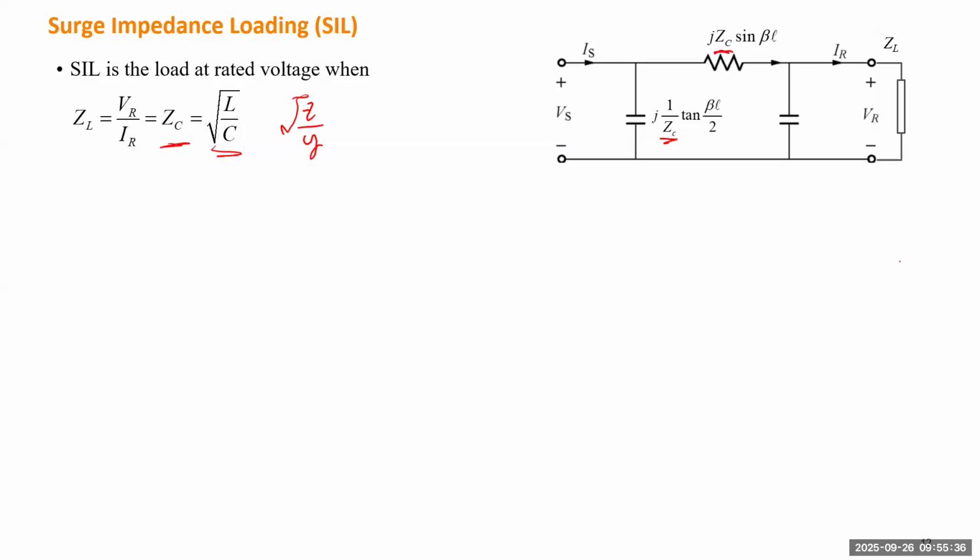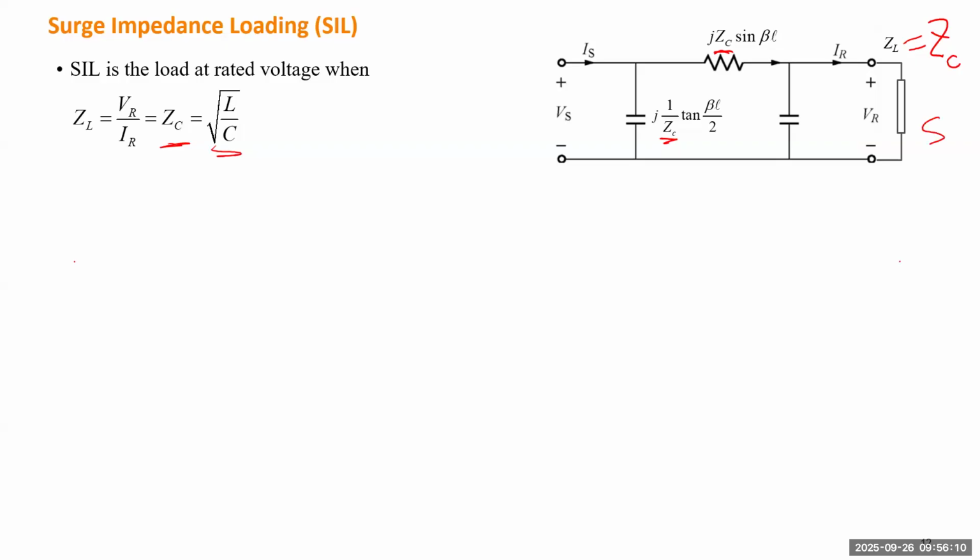Because if we ignore the loss, we can have this simpler formula. It simply can be defined as the square root of L by C. Both L and C are positive numbers, which means ZC is also a real positive number. So if you make this load impedance exactly ZC, that load will be called surge impedance load.